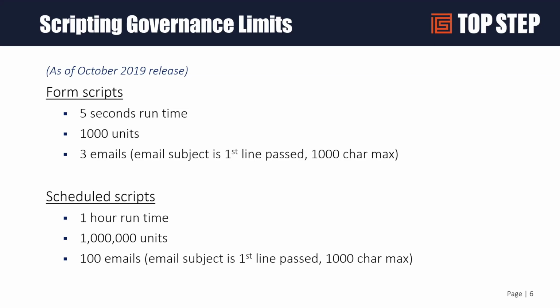Scheduled script is much more robust, as you can see. It has an hour runtime. It allows you to use 1 million units, and it can send 100 different emails in one run. So if you're doing anything beyond very simple validation or very simple data manipulation, you're going to want to use a scheduled script for that.